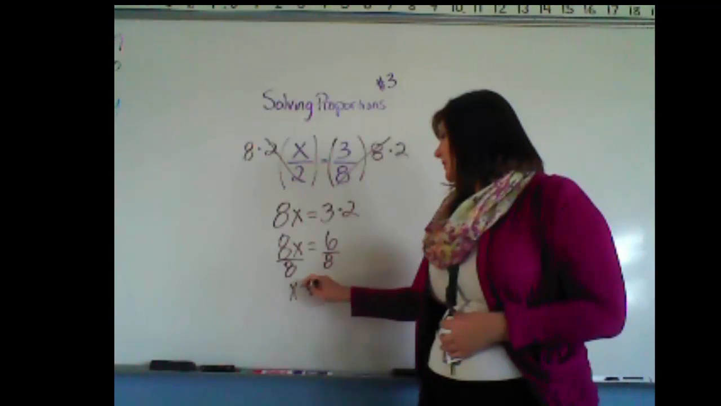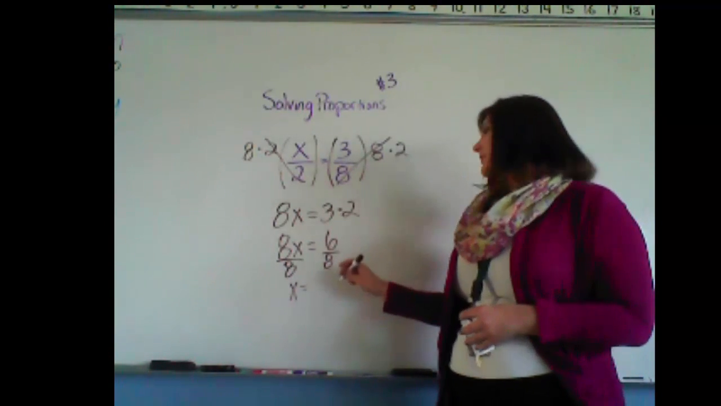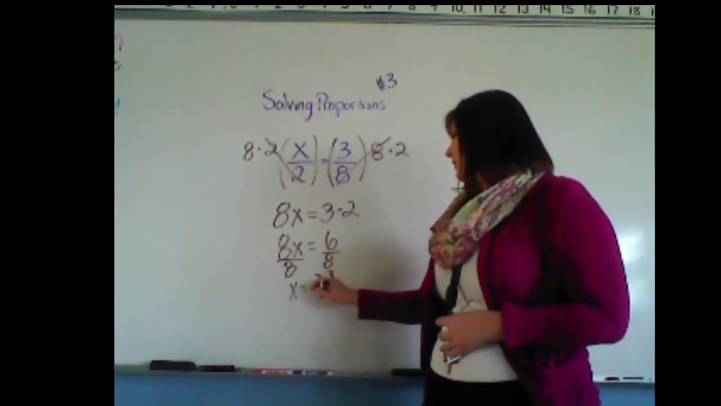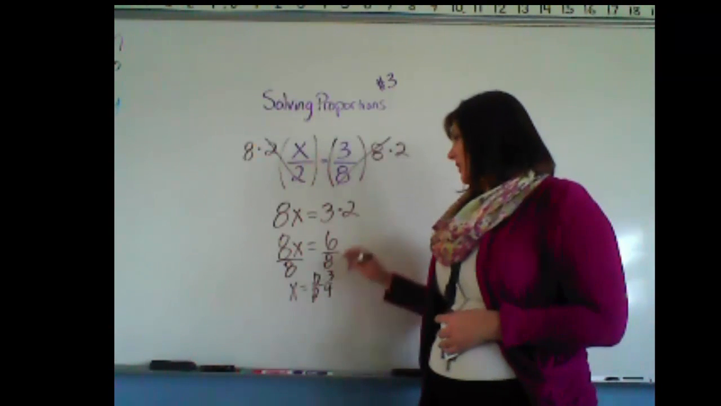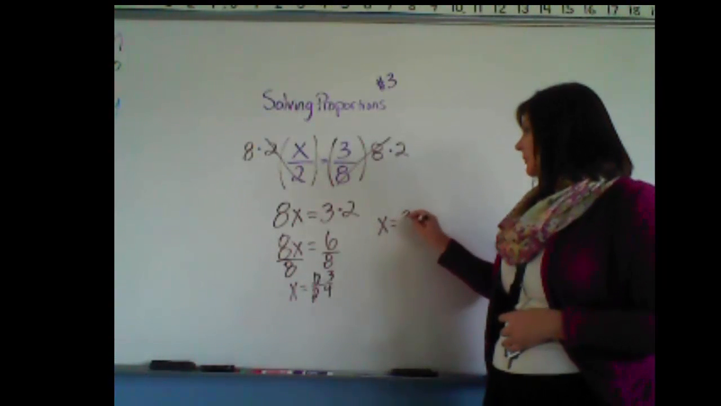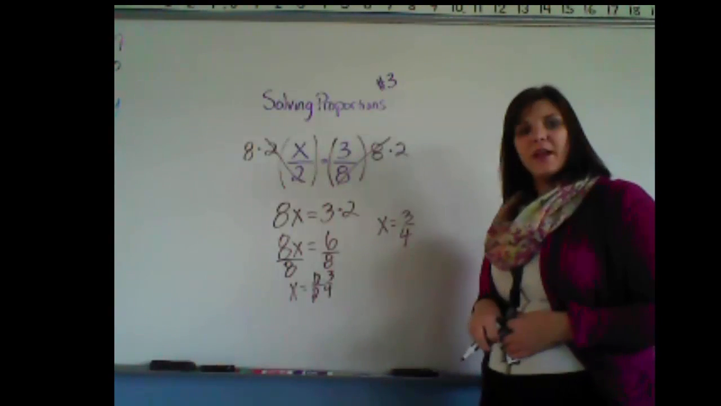Now I have x equals 6/8, but we can go ahead and simplify that. Let's take out a factor of 2 for both. So 2 times 3 over 2 times 4. Take out our giant 1. And over here, we'll go ahead and write our final answer. We get x equals 3/4 or 0.75. But you can go ahead and leave that as a fraction. Okay?